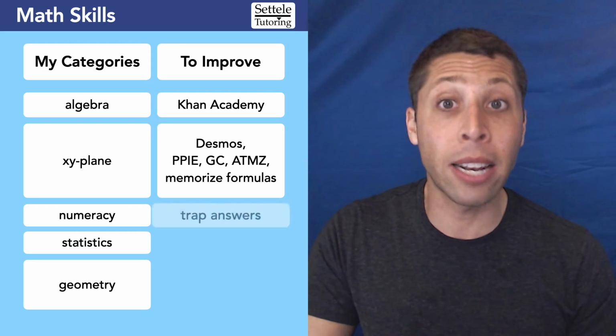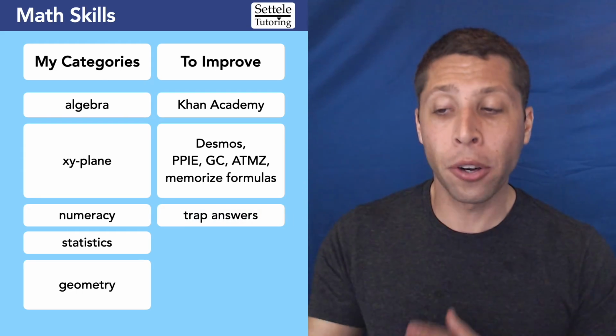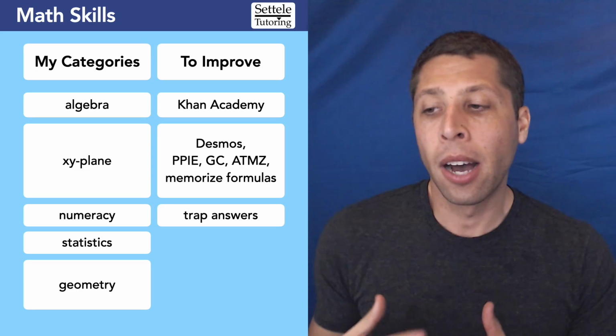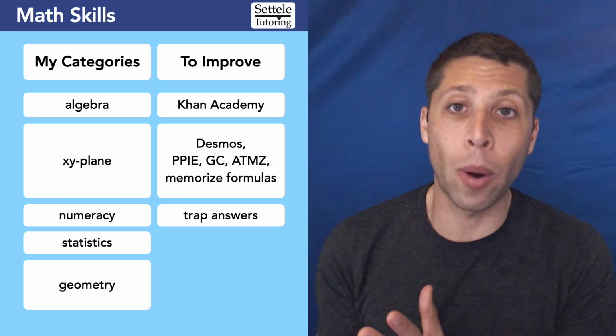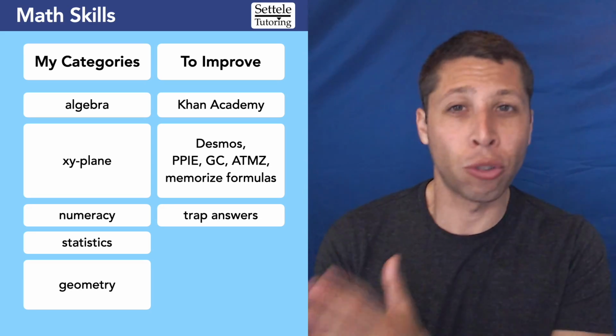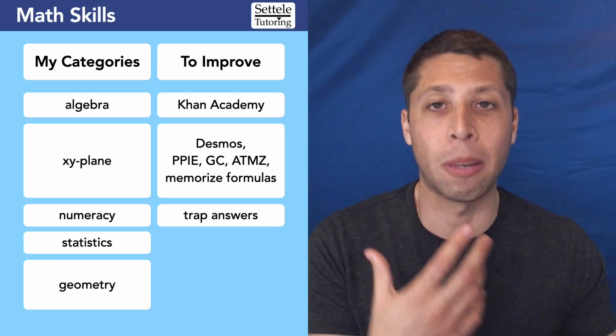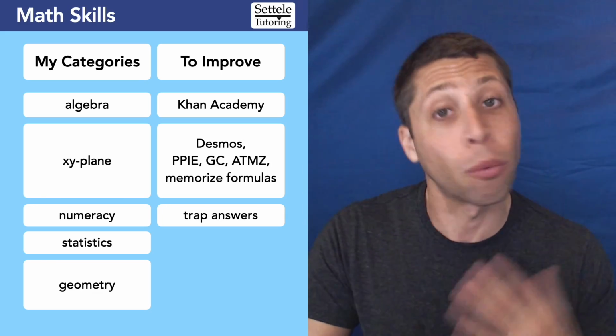For numeracy, a lot of this is really just coming down to trap answers. They're going to ask things about numbers where maybe there's an instinctive answer, but it's not quite right. And so we need to be able to understand when to trust our instincts and when there's a formula or some sort of process that we need to follow to make sure we don't fall for those traps.